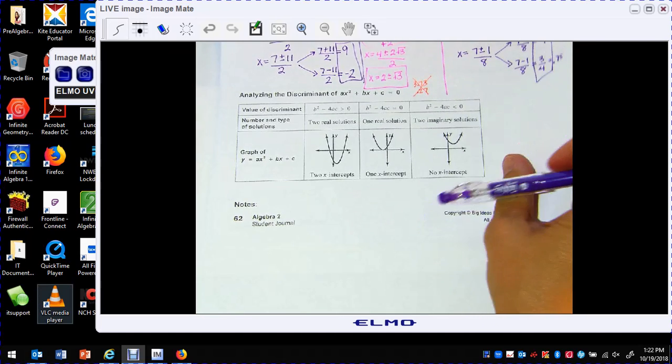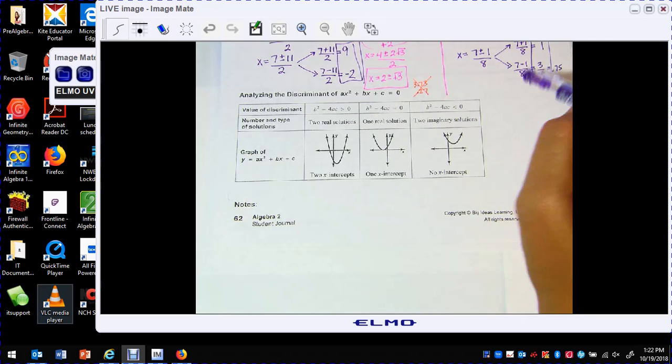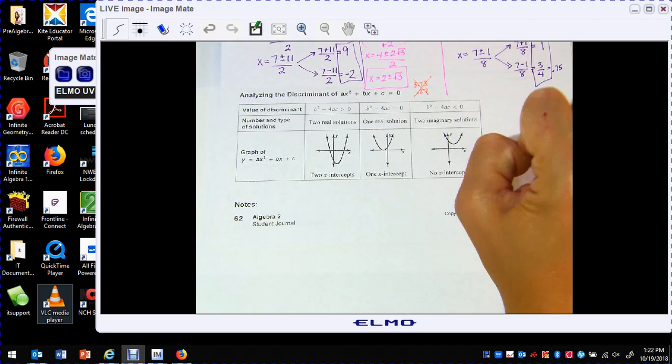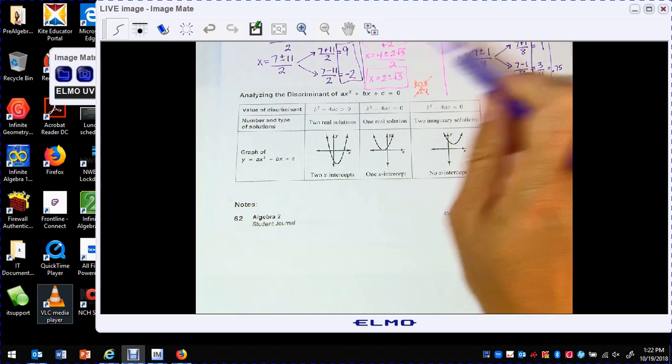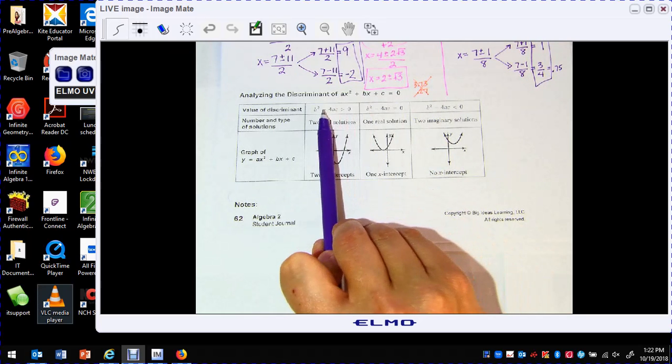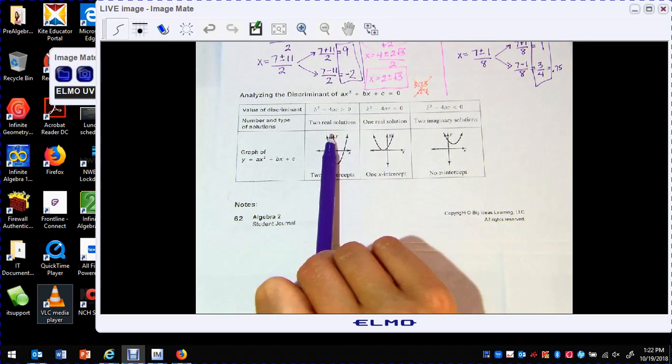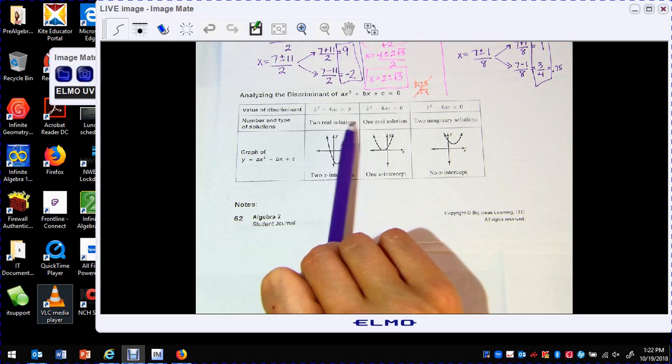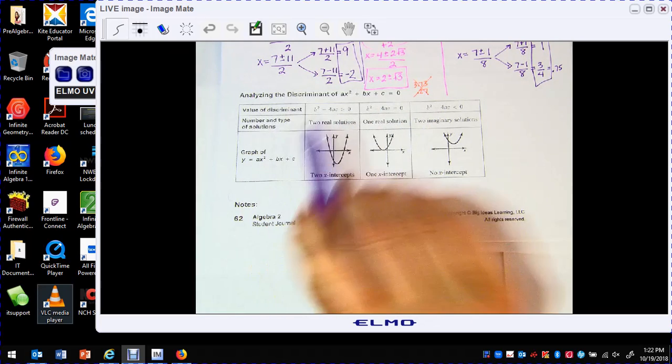Now, this does not solve our quadratic. So if it says solve the equation, you have to use that entire formula. So just try to do it by the discriminant. The only thing, if we just look at the discriminant, it is going to tell us if we have two real solutions, one real solution, or two imaginary solutions.